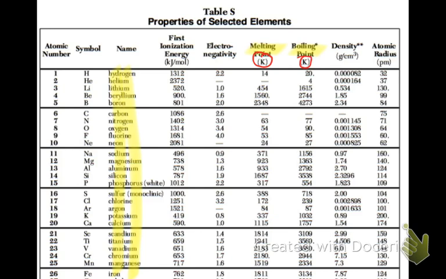For the melting point, we know we go from a solid to a liquid, so make sure you write that down in there. It also is the same temperature as going from a liquid to a solid. For the boiling point, we go from a liquid to a gas, and it's the same as going from a gas to a liquid. Make sure this gets down on Table S. I'll be looking for that.